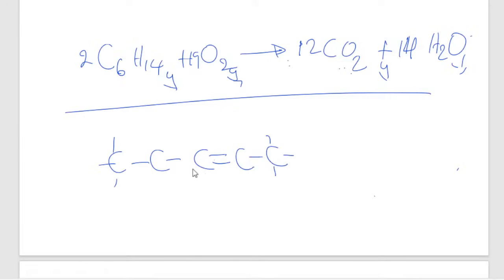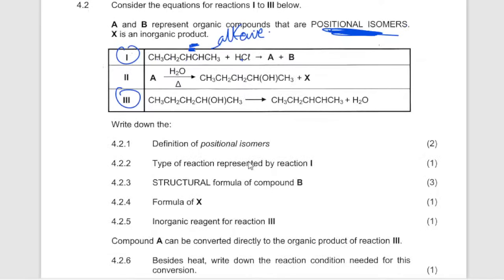You have a double bond there, so it looks like that. There's something which I want to show you. The double bond is there, and the other side plus hydrochloric acid, you produce A and B.